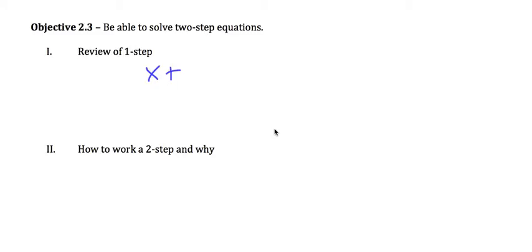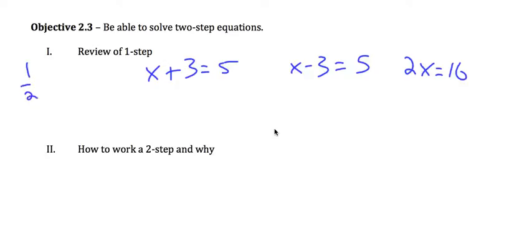So we'll do x plus 3 equals 5, x minus 3 equals 5, 2x equals 16, and let's also throw in 1/2 x equals 5. Quickly solve all four of these. We should be able to do so in one step. Pause and then come back.